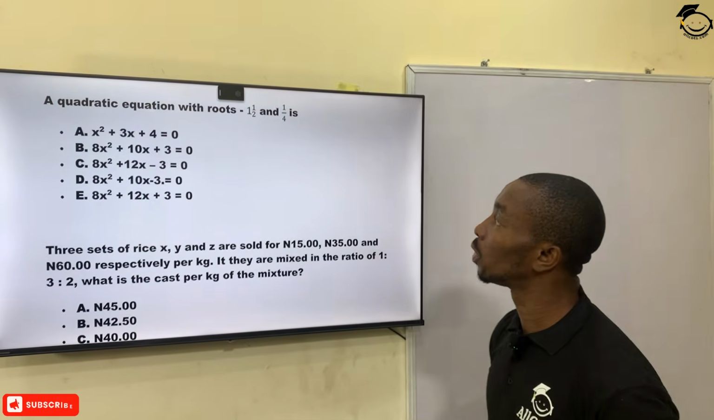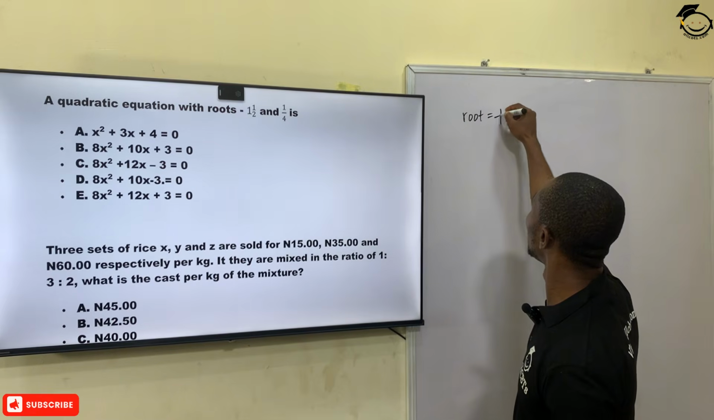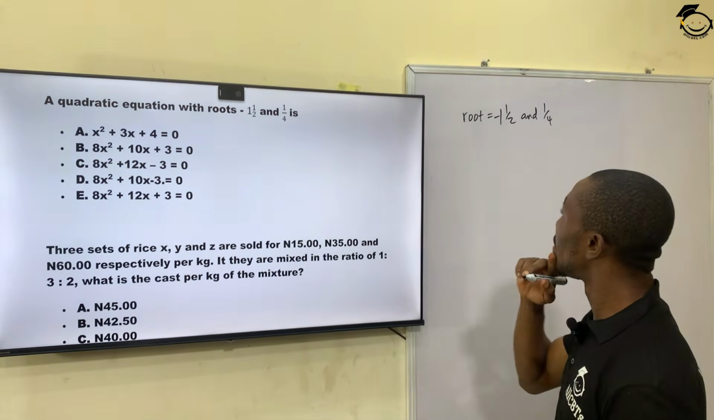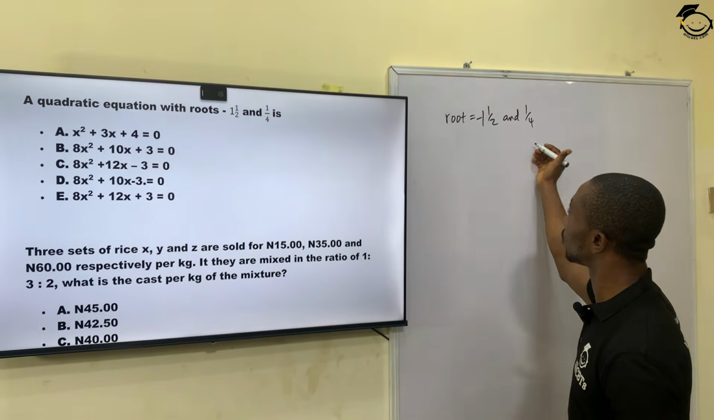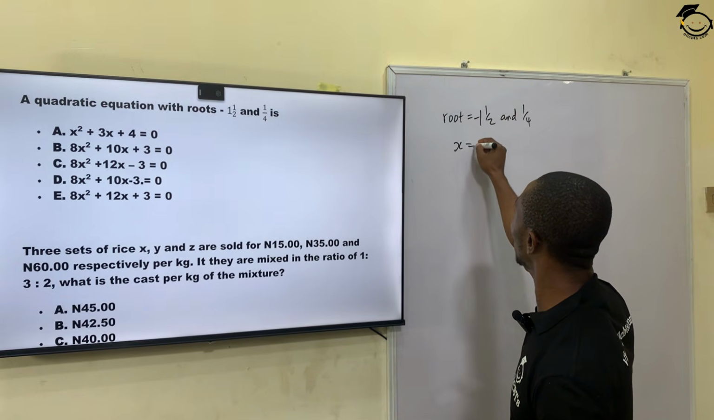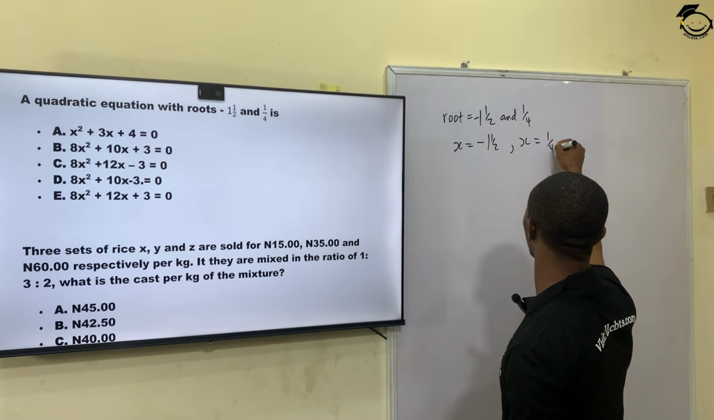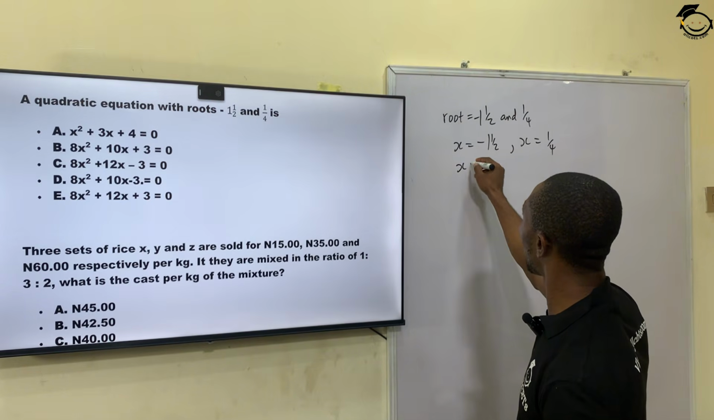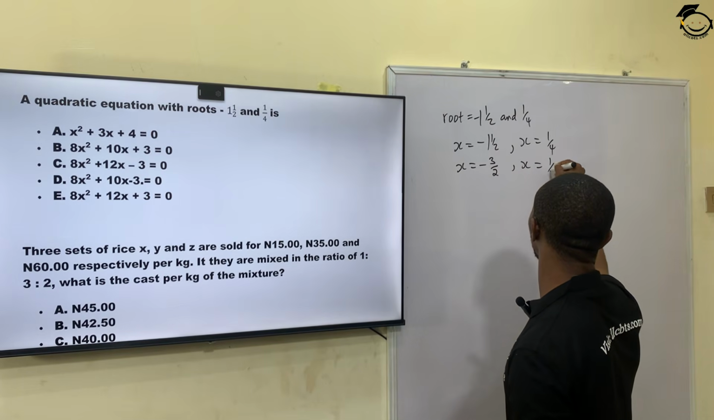A quadratic equation with roots minus 1/2 and 1/4 is, now, these are the roots of the equation. We are asked to find the equation that gave rise to these roots. So in order to do that, we'll first of all equate this to x. So x equals minus 1/2 and x equals 1/4. Now we'll convert this to improper fractions. That becomes x equals minus 3/2 and x equals 1/4.